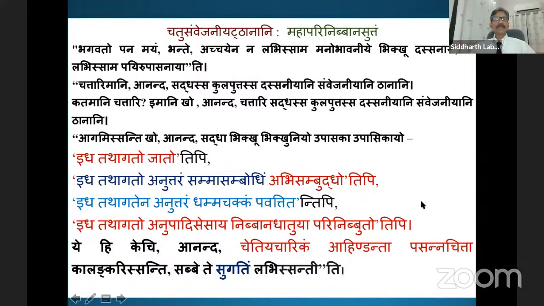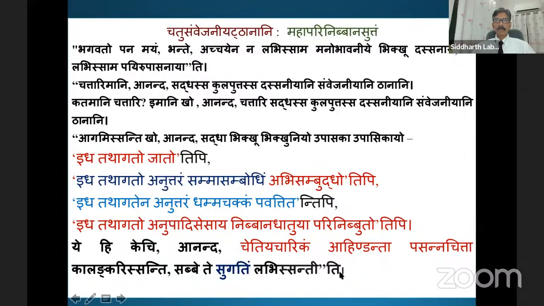"Agamissanti kho Ananda." What he says is, "Oh Ananda, those Saddha people, those having faith in the Dhamma and the Buddha, those bhikkhus, bhikkhunis, upasakas, upasikas, where should they go? They should go to four places. Where? Idang Tathagato jato: here the Tathagata was born. Idang Tathagato anuttaram samma sambodhi abhisambuddho: here the Tathagata attained enlightenment. Then idang Tathagatena anuttaram Dhammachakkam pavattitam: here the Dhammachakka was set in motion by the Buddha. And lastly, the fourth place is idang Tathagato anupadisesaya nibbana dhatuya parinibbuto.